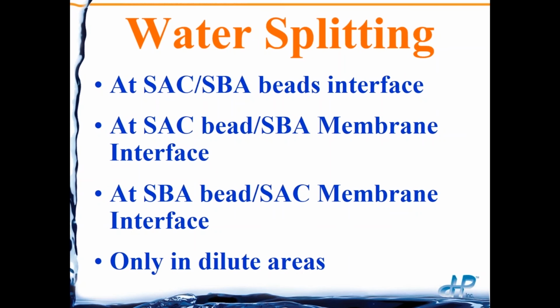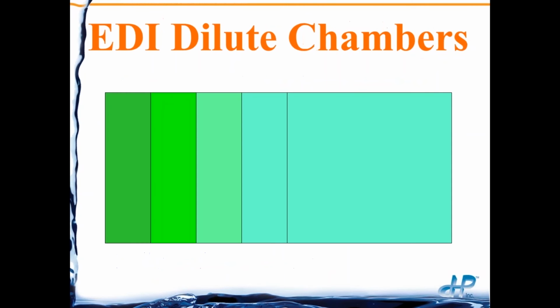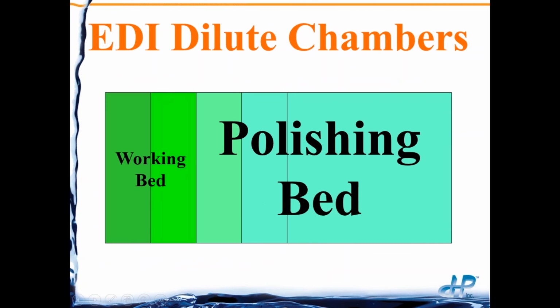You're not going to have this occurring in the front end. So in the dilute chamber, our goal is to have a small working bed. And what that means is this is where all of your calciums and sulfates are easily removed. Most of your ions are easily removed out here. You want the biggest polishing bed that you can have. That gives you the highest purity water.